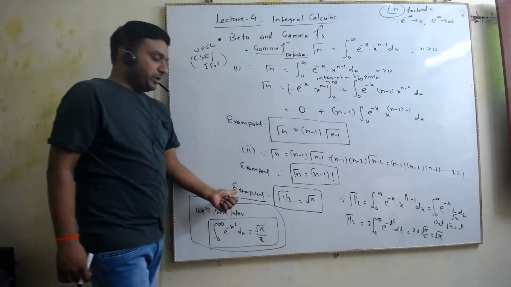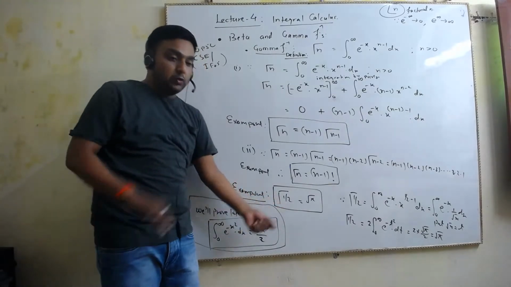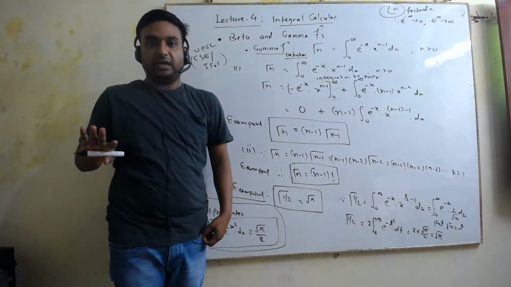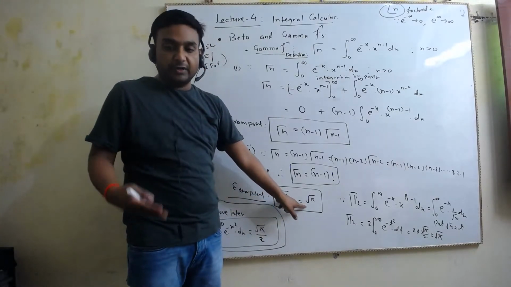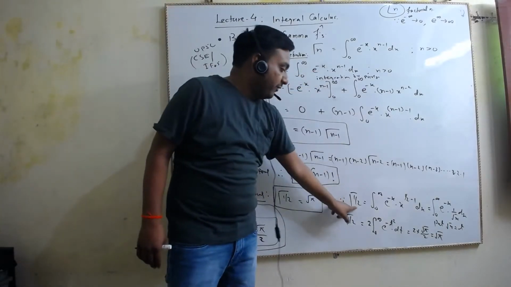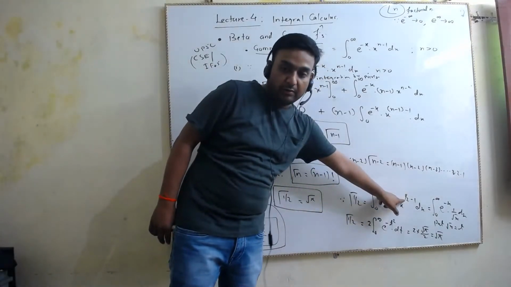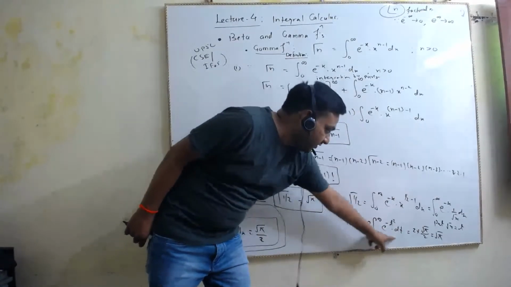The most important point here is gamma half. We will be using this value throughout the integrations. So the value of gamma half is square root of pi. How is it so? For that I have used the definition again. Gamma half means in place of n I will put 1 by 2. So using this substitution, I got the relation like this.